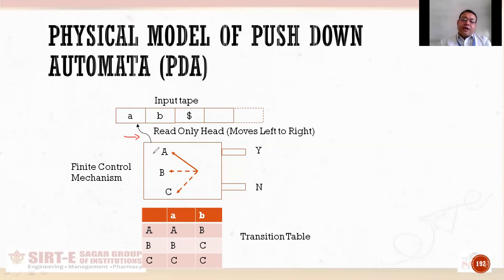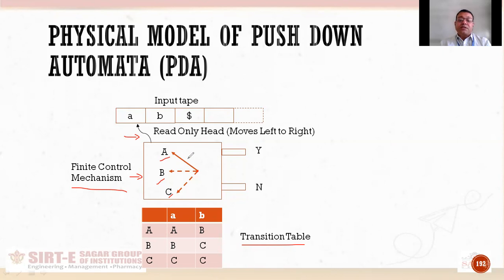And this read-only head is connected to this finite control mechanism. This finite control mechanism actually consists of some states and a pointer which tells us what transition is being done right now and what is the current state on which the control of the machine is present. And this finite control mechanism also possesses the transition table where rules are written that on reading small a from state capital A, or from state B, where we will move. So all these transition rules are written here in transition tables.